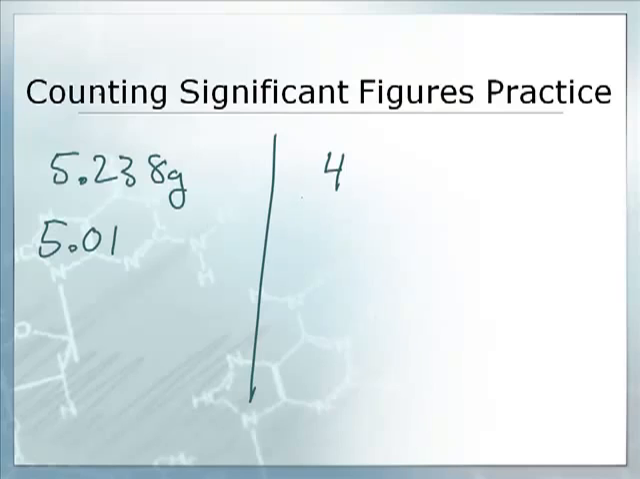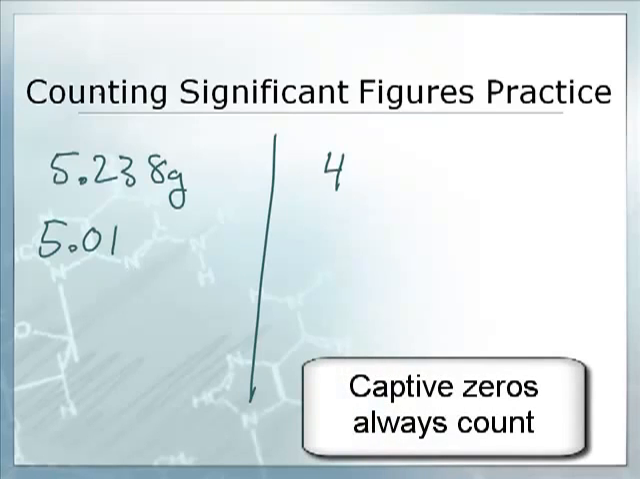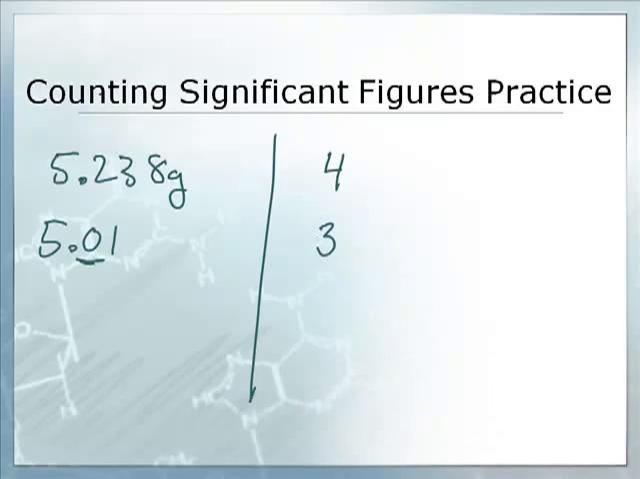All right, what if I have 5.01? That's a captive zero. It's captured between non-zero digits, so that's always significant. So that's 3 significant figures: the 5, the 0, and the 1. I'm good with that. All right.